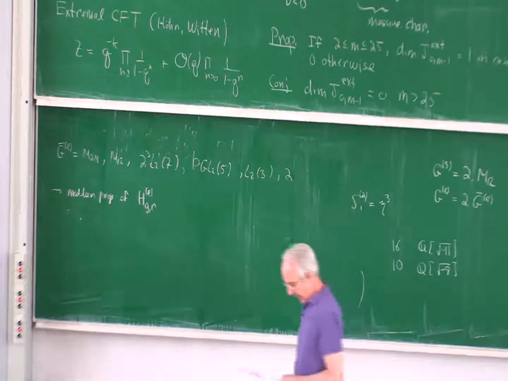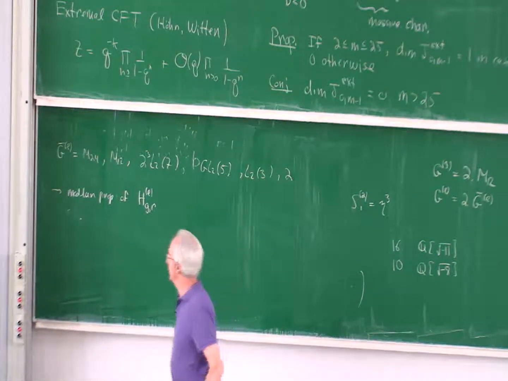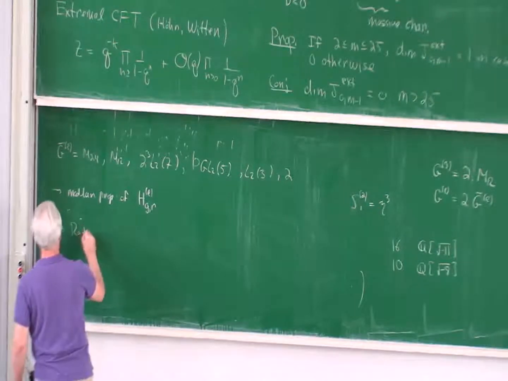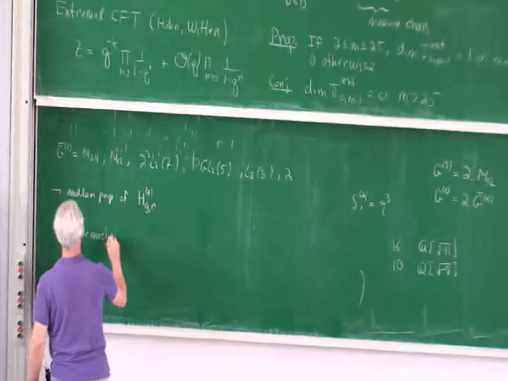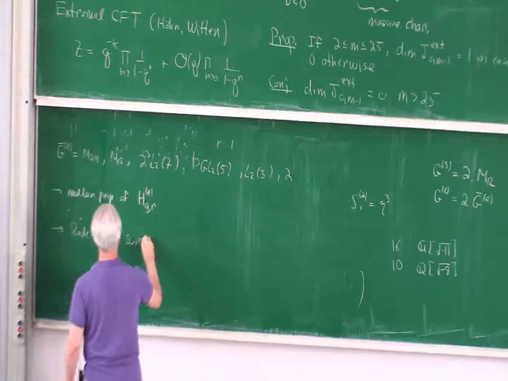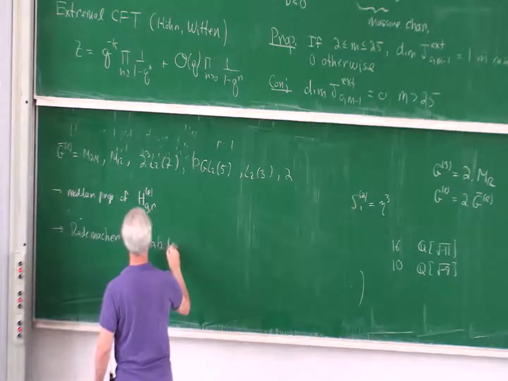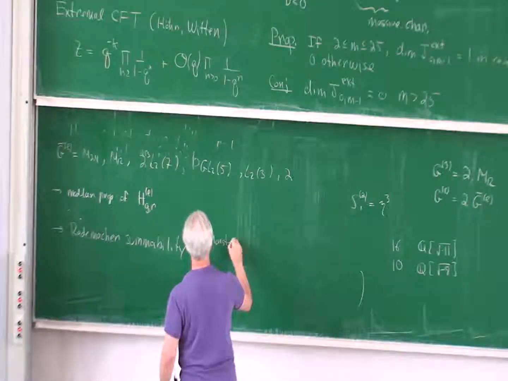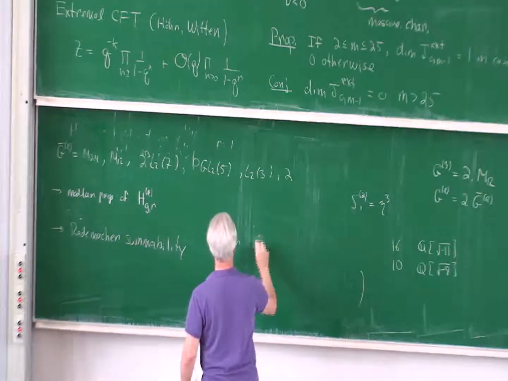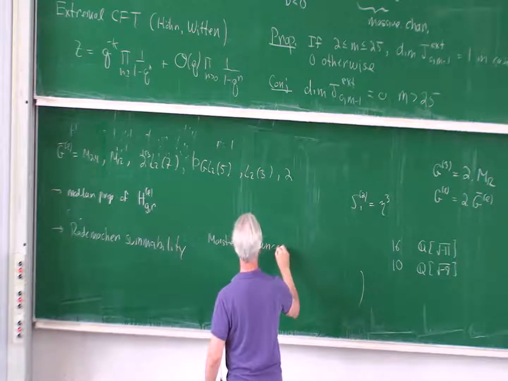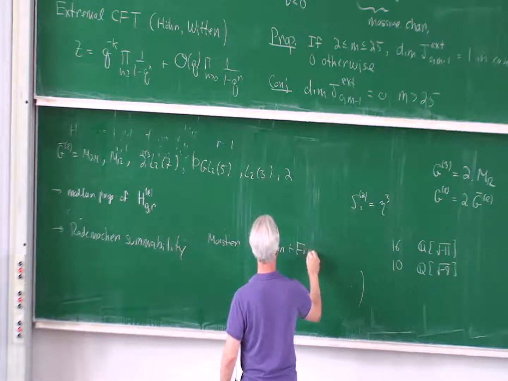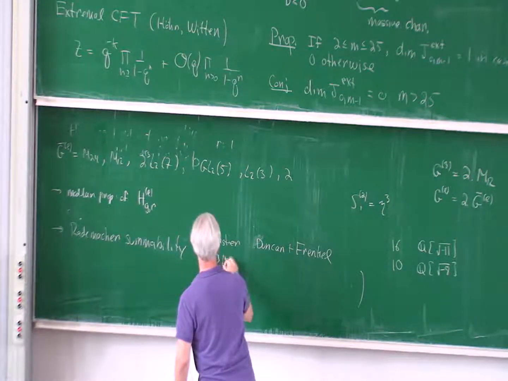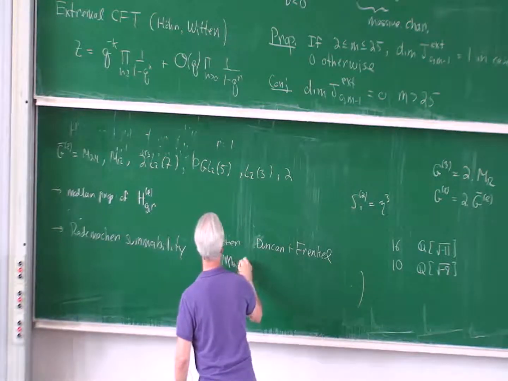And the other essential ingredient, which I unfortunately can't say anything more about, is a property called Rademacher summability, which has been developed for the monster in a paper by Duncan and Frenkel, and for the K3 M24 story by Cheng and Duncan.